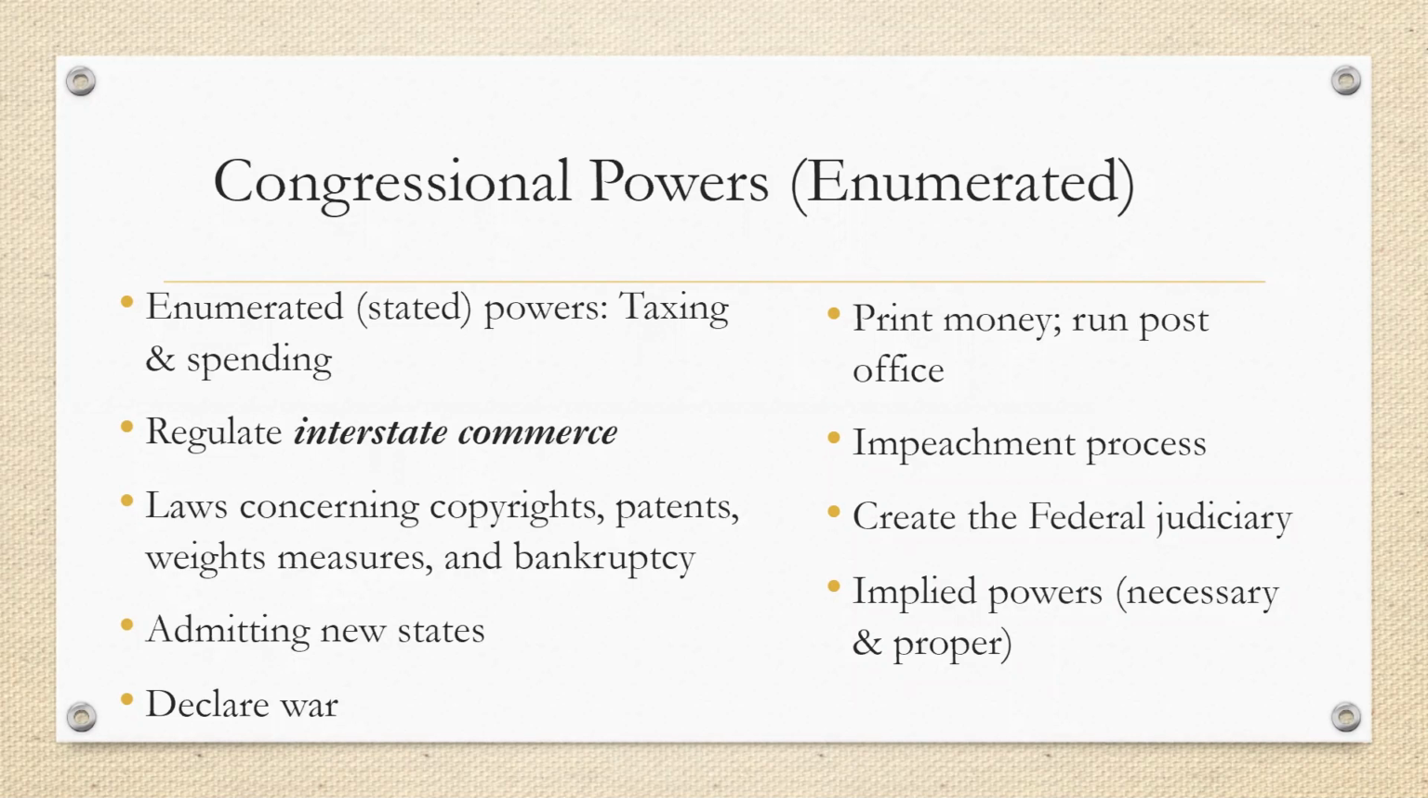So copyrights: if you write a book, or if you sing a song and you want to make sure nobody copies that and makes money off of your work, you can get a copyright on that. Patents are when you invent something, you tweak something to make it better, more efficient. If you want to get a patent, you have that right, but you have to go through Congress to do that. Weights and measures, they're the ones that decide how much something weighs, how much something is measured. It's all handled by the government, specifically through Congress, and of course, bankruptcy as well.